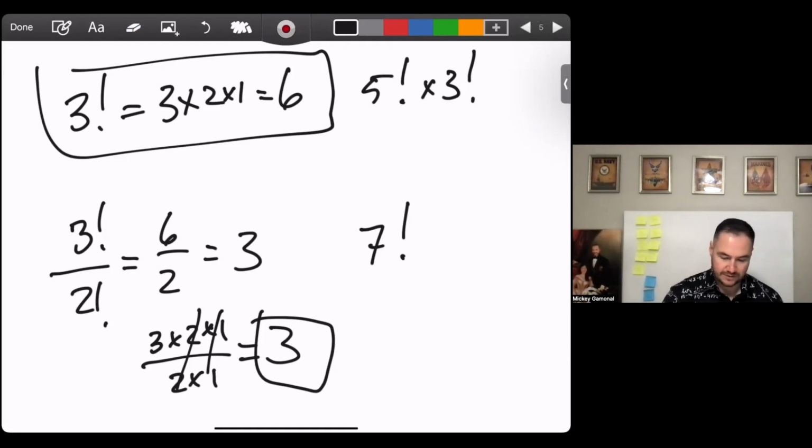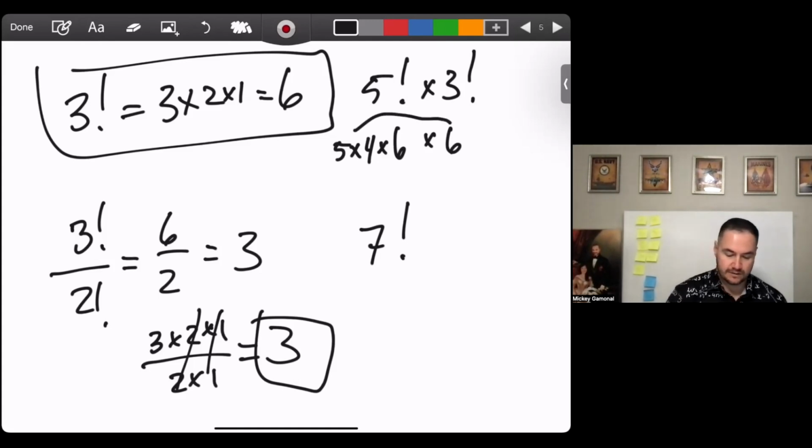Well, we know 3 factorial again is 6. And 5 factorial is going to be 5 times 4 times 3 times 2, which again was 6, right? So now we have to do 6 times 6 times 5 times 4. And the cool thing about these math questions is you can use the commutative property. So anytime you have multiplication and it's just multiplication, you can do it kind of out of order.